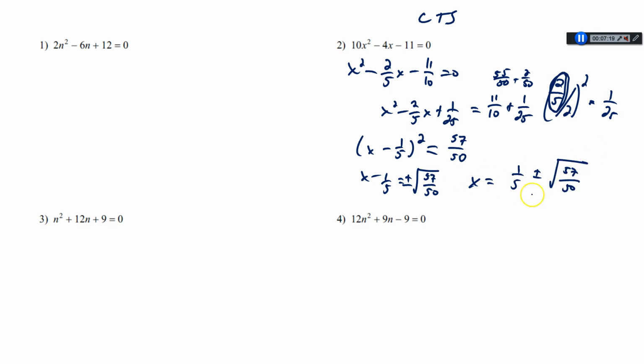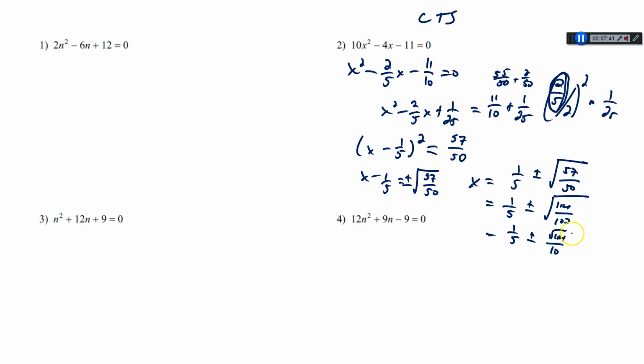Now, if you can get to here, I'm pretty happy. But really, the root 50 in the bottom is not okay. So I'm going to cheat a little bit. I'm going to double both of these. So 1/5 plus or minus square root of 114 over 100. Why did I do that? Because the square root of 100 is 10. So that's 1/5 plus or minus root 114 over 10.